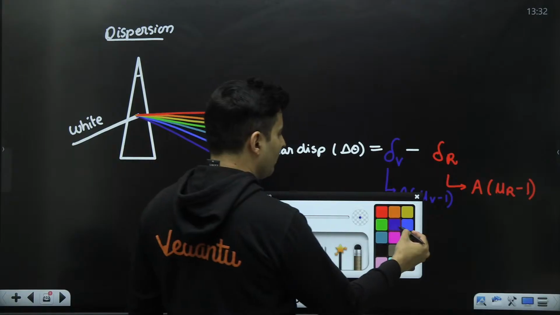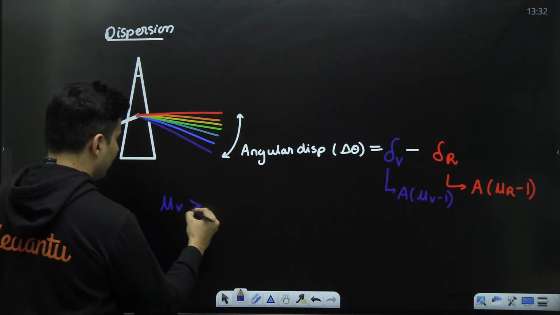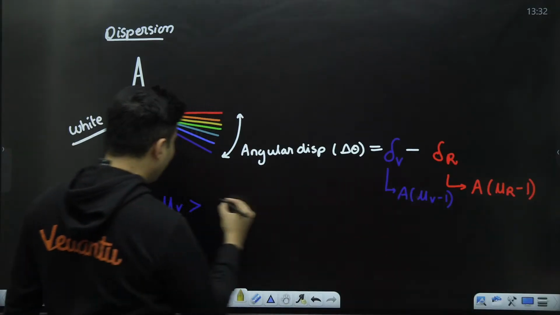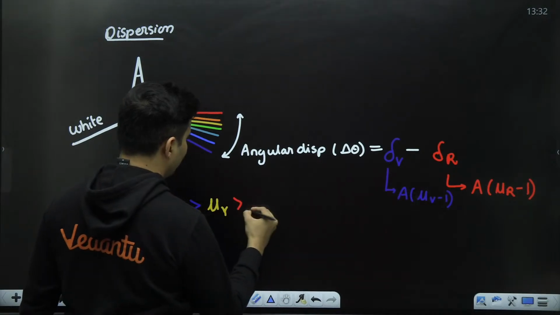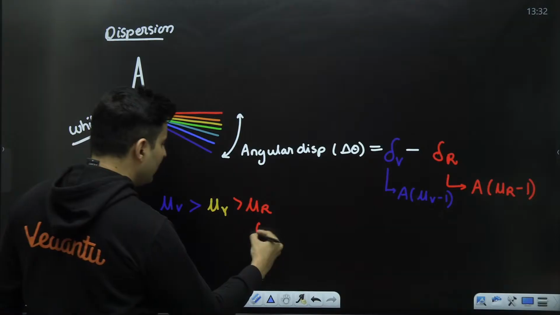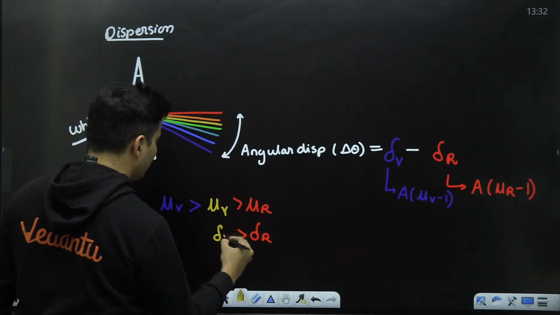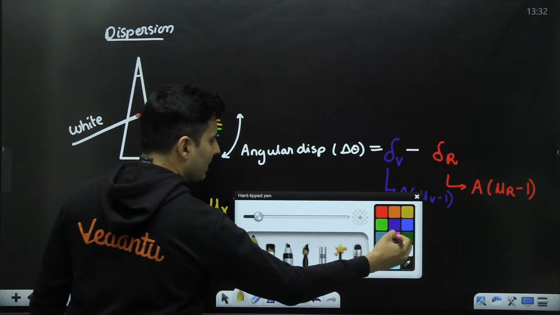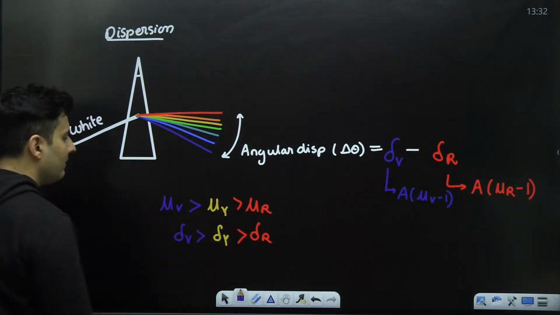Please keep in mind, it's always the violet which has the highest refractive index as compared to the average color, which is yellow. Then comes the last one, which is red. So even the deviations are in that same order. Deviation of the red is the least. Yellow color, which is the average color, has moderate deviation. And the violet color has the maximum deviation.